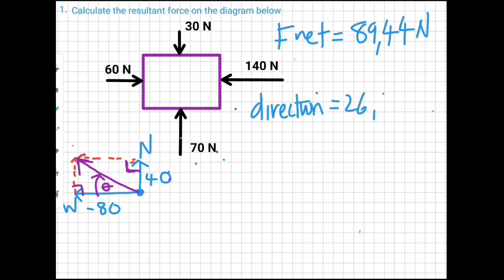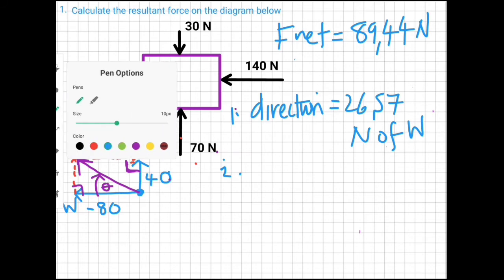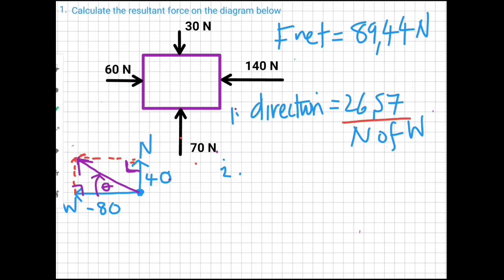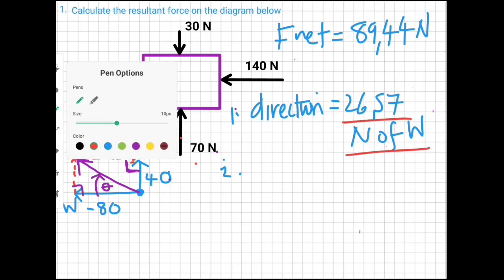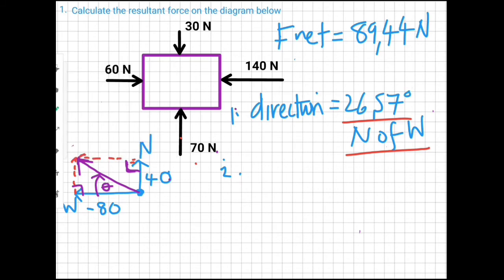Okay, north of west. Can you give the other direction? Can you calculate that complementary angle to theta? Maybe you can call it beta.